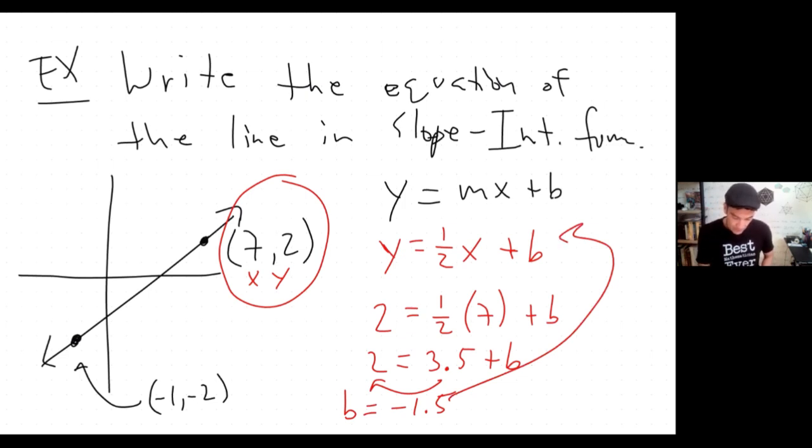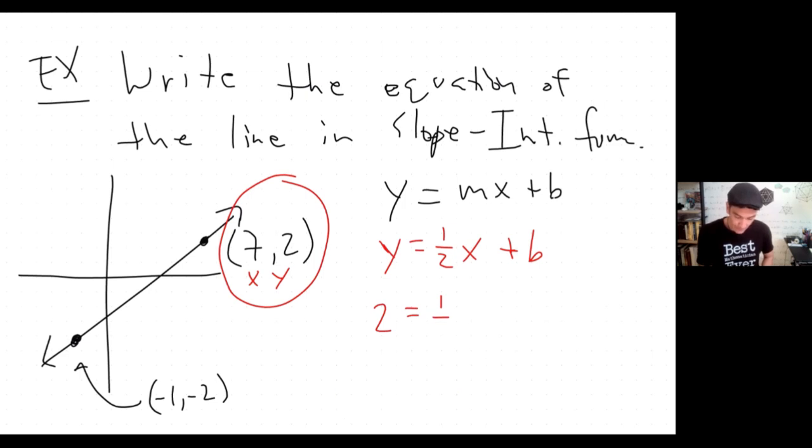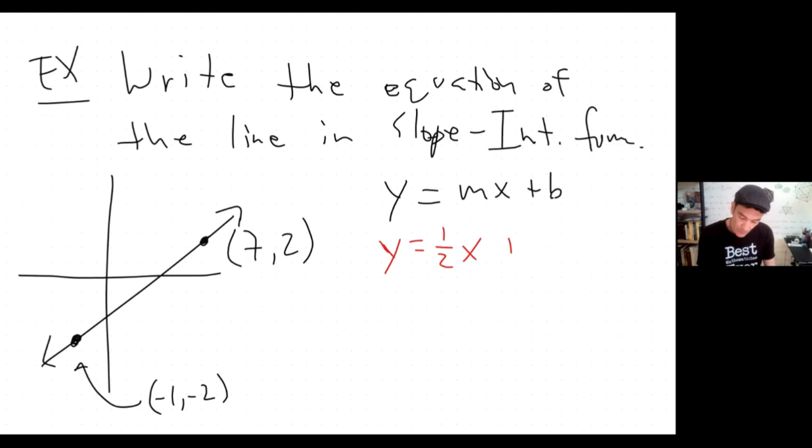So final answer, now that we found b, -1.5, just plug it back in, right? So -1.5, box it in, and we're done.